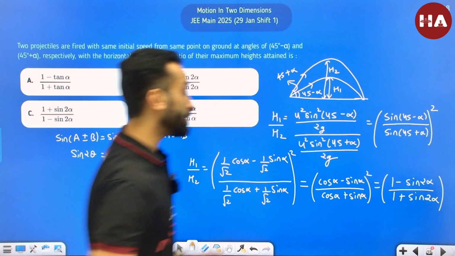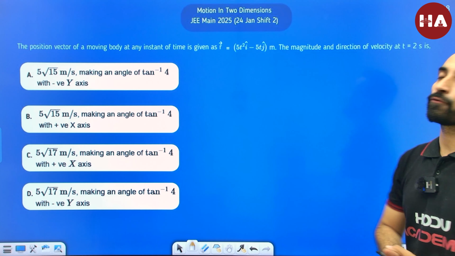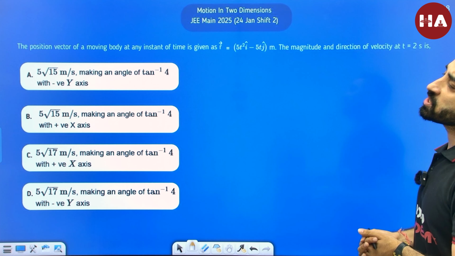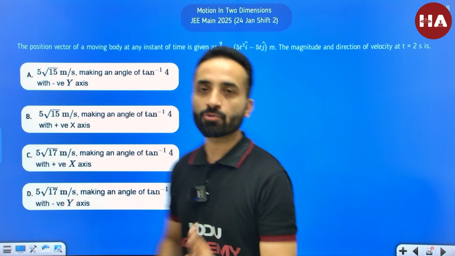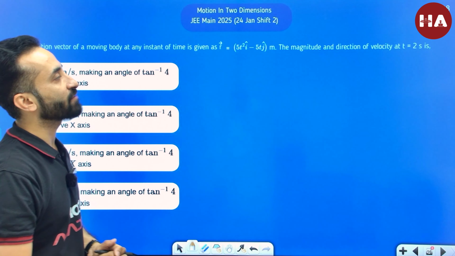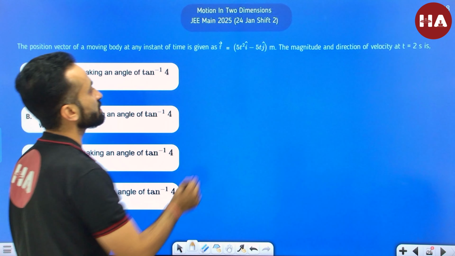Every time I show you the question, you pause the video and try it yourself first. This is from 24th January shift 2. The position vector of a particle at any instant of time is given by r equals 5t square i cap minus 5t j cap. The magnitude and direction of velocity at 2 seconds is going to be.